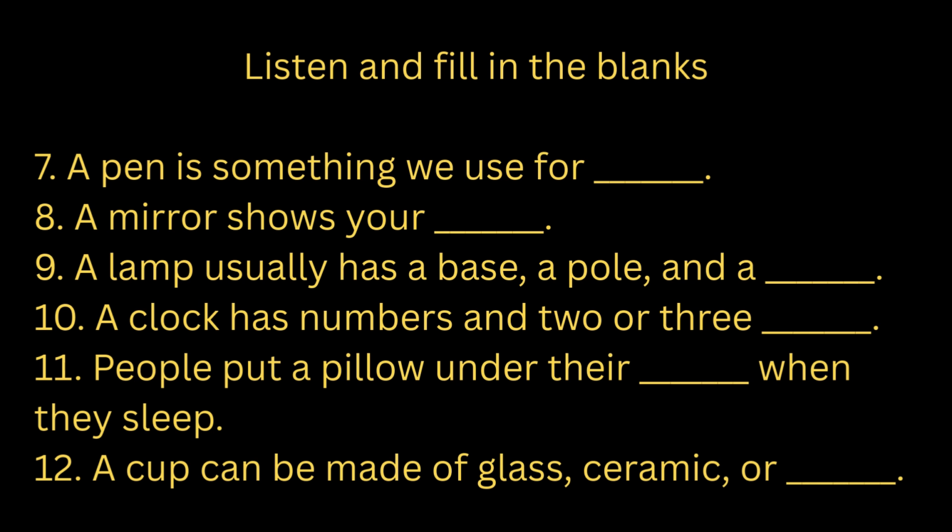Let's describe a pillow. A pillow is soft. People put it under their head when they sleep. Pillows can be square or rectangular. They are covered with pillowcases. Some pillows are fluffy and others are flat.